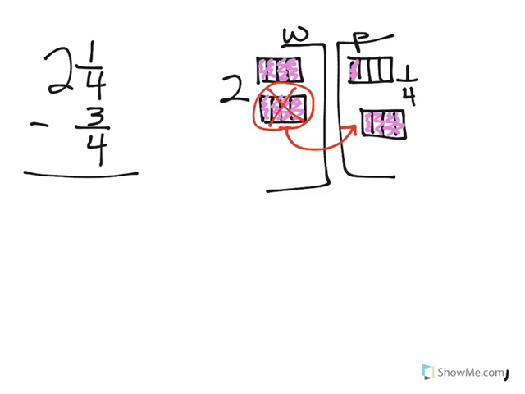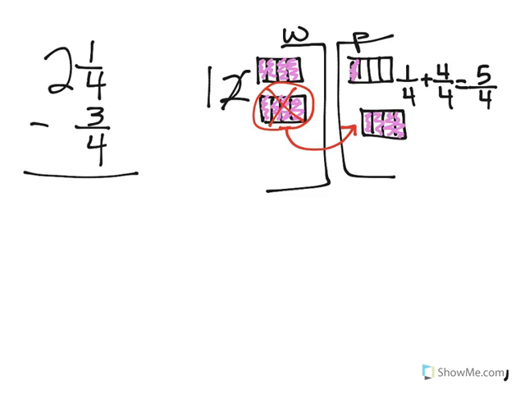Now let's think about what I just did. I borrowed from the 2 and I made that a 1, and I just added a whole, but that whole was worth 4/4, right? So now how many fourths do I have right here? I have 5/4.